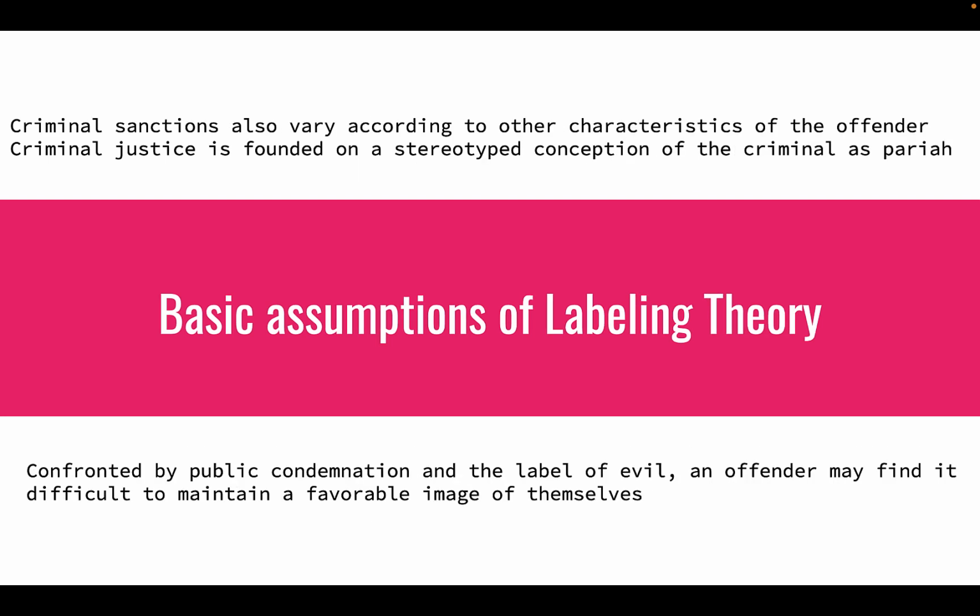Okay, some more basic assumptions of labeling theory is that criminal sanctions will also vary according to other characteristics of the offender. Also, that criminal justice is founded on a stereotyped conception of the criminal as pariah. So a pariah is a willful wrongdoer who's morally bad and deserves the community's condemnation. We don't really know that that's the case, right?